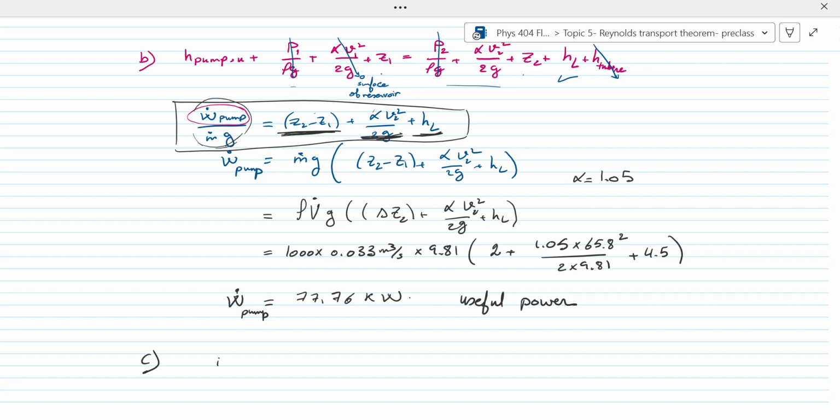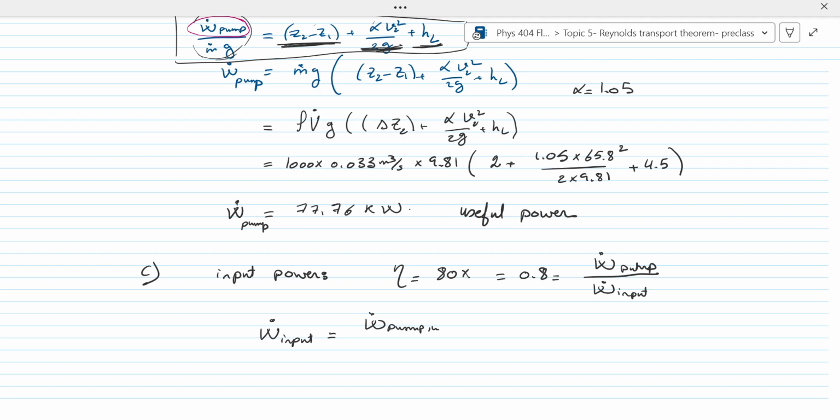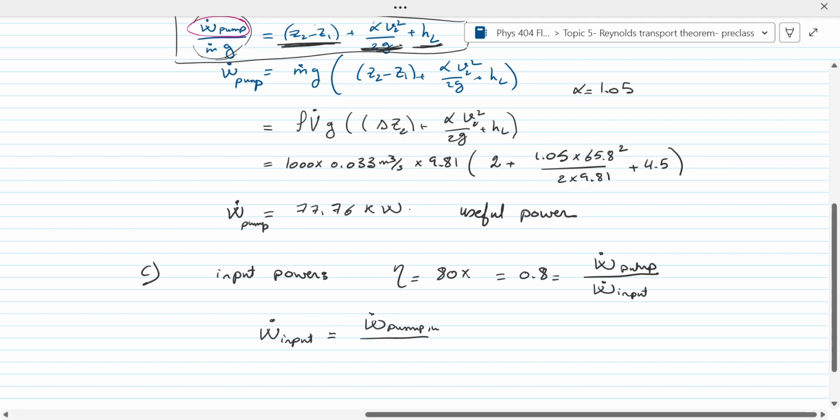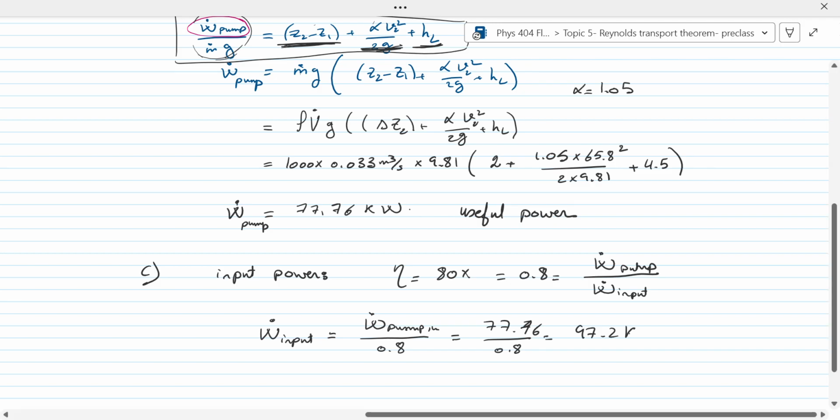In part C, we are asked to find the input power itself. We know that the efficiency is 80% here, so this can be written as 0.8, and it's equal to the output power over the input power of our pump. So we can directly solve for the input power. This is going to be W dot useful, which we just found in part B, over 0.8. So this is 77.76 over 0.8, and the answer will be 97.2 kilowatts.